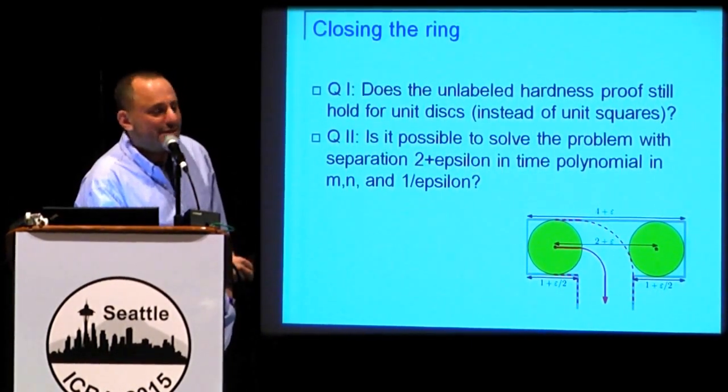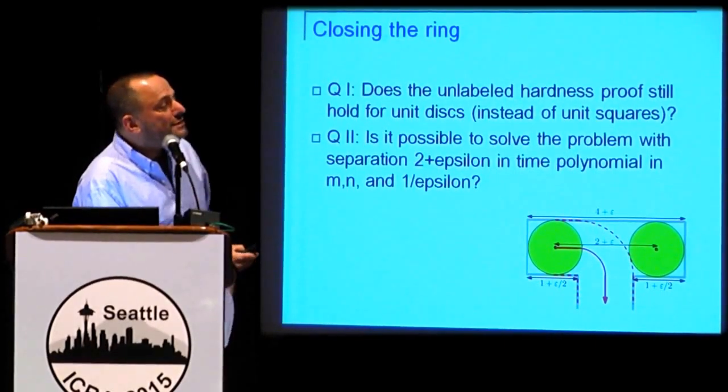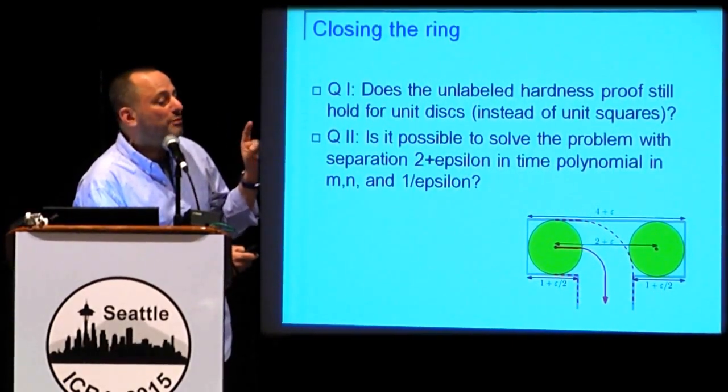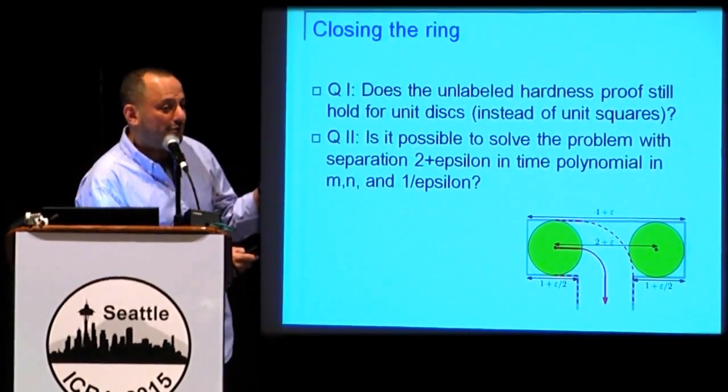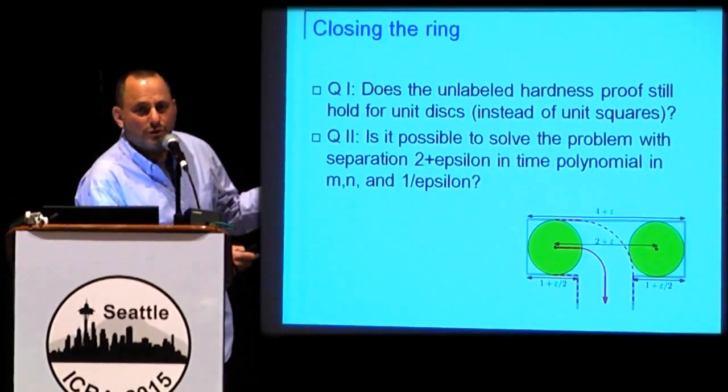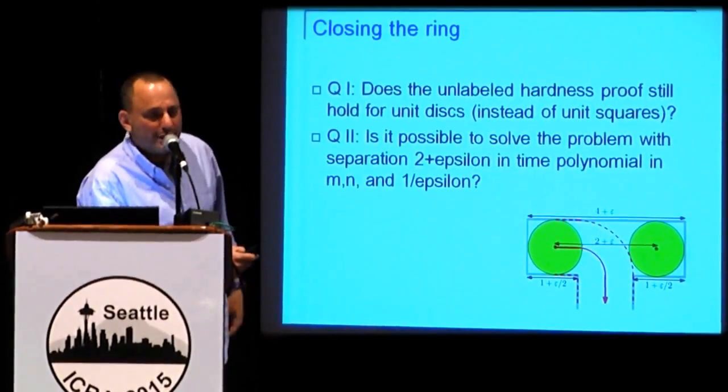When would I consider it settled? First of all, we still need to show that the problem for disks is hard. It's hard for unit squares, but I don't know yet. I believe it is, but I don't know yet that it is hard for unit disks.